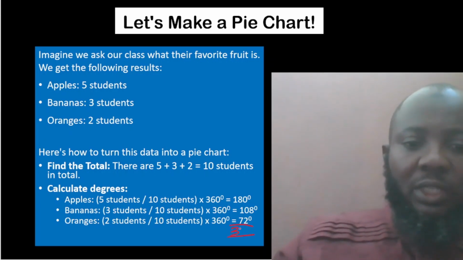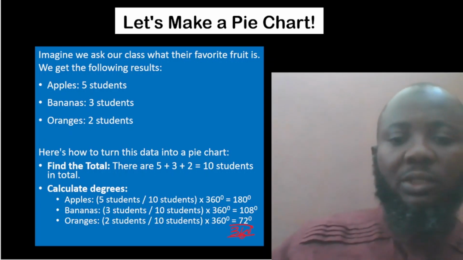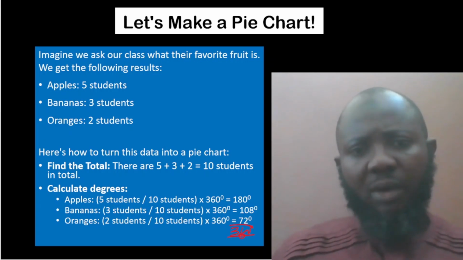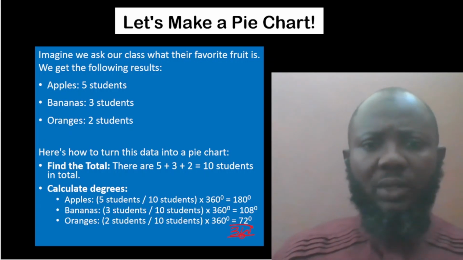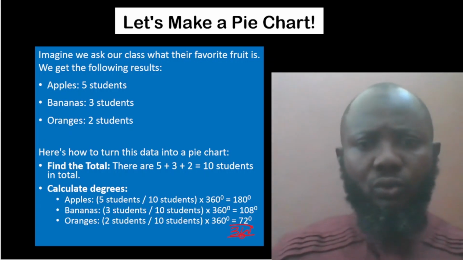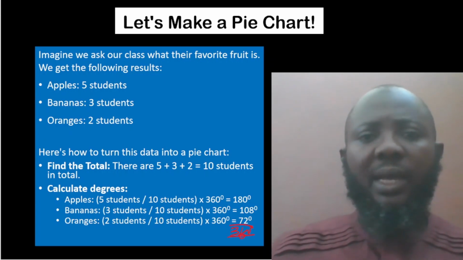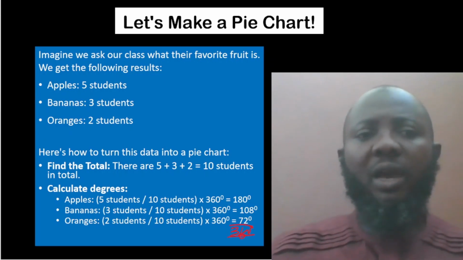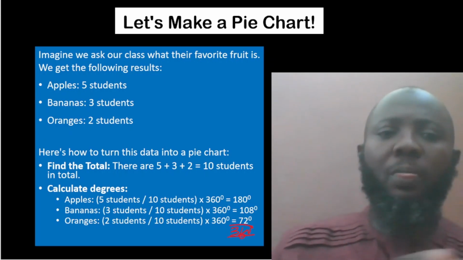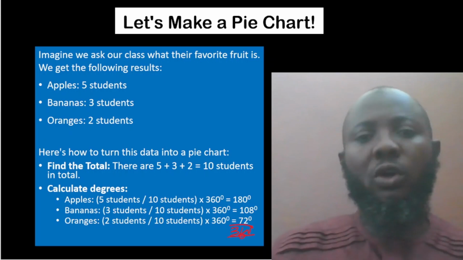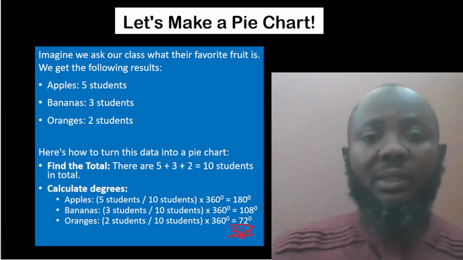So if we add all this together, this will give us 360 degrees. That makes sense. So that is how to convert the data into degrees. This will now help us to draw our pie chart.